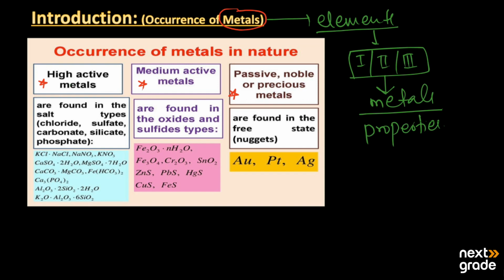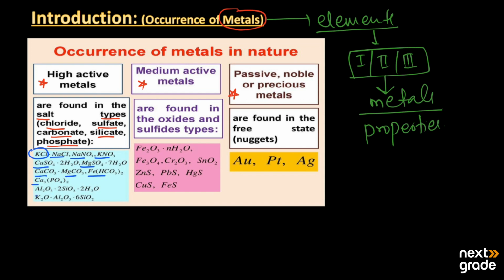We have the highly active metals. These metals are basically present in salts, and their salt types may be chloride, sulfate, carbonate, silicate, and phosphate. Here you can have the examples. We have potassium chloride and sodium chloride, these are the chlorides. Then we have nitrates like sodium nitrate and potassium nitrate. Then we have sulfates: calcium sulfate, magnesium sulfate; carbonates: calcium carbonate, magnesium carbonate, and iron bicarbonate. Then we have calcium phosphate.